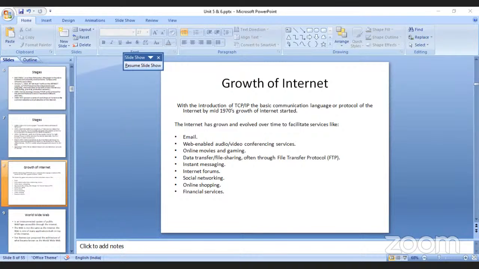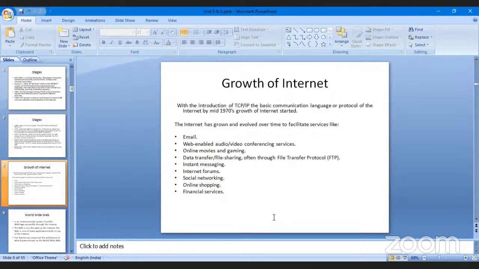So we'll stop here. Tomorrow we can continue with internet in India. We can finish off the 5th and 6th unit, cyber crimes and all these things. So hopefully we do not have any issues tomorrow.